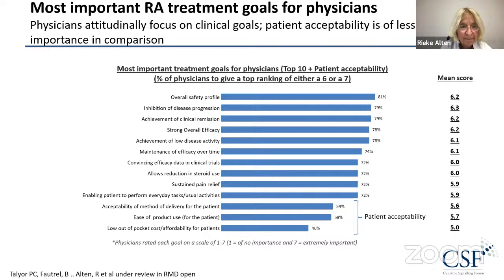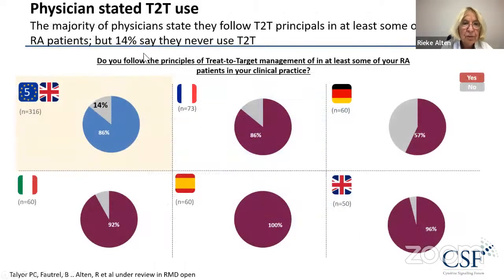Next slide, please. So the most important treatment goal for the physicians is indeed overall safety. The data you can see here on this slide is that the majority of physicians state that they follow the treat-to-target principle in at least some of their patients with rheumatoid arthritis, but more than 10% said that they never use treat-to-target. And I have to say that the German healthcare professionals did not have the best results in this survey. Next, please.